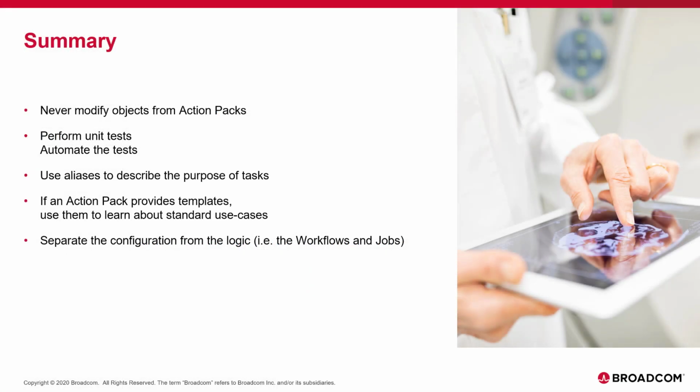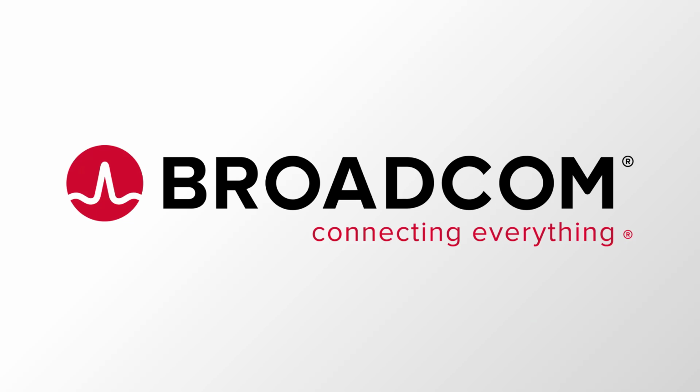Let me summarize the best practices one more time. Do not modify any of the objects in an action pack. Perform unit tests with each action you plan to use, to make sure it works for your use case. Use aliases for your actions, to improve the readability of your workflows. Some action packs include templates. Use them to find out about standard use cases of the action pack. And finally, separate your automation logic, that is, your workflows and jobs, from the configuration. I will explain how to do this in a separate video.